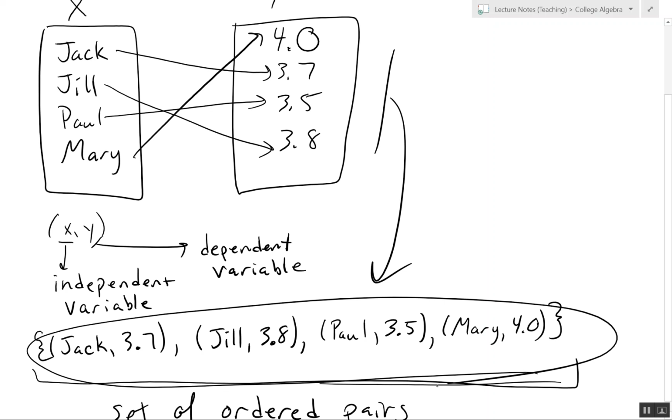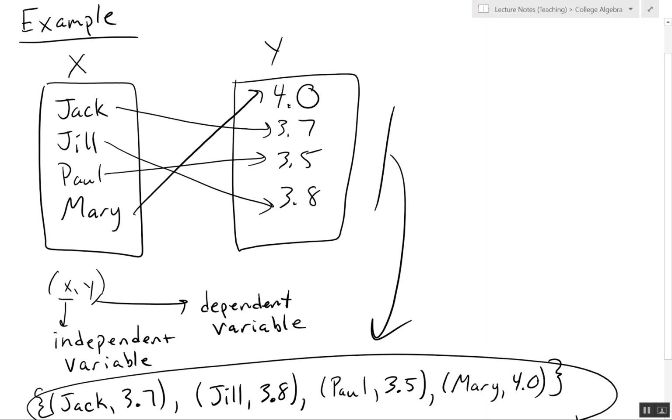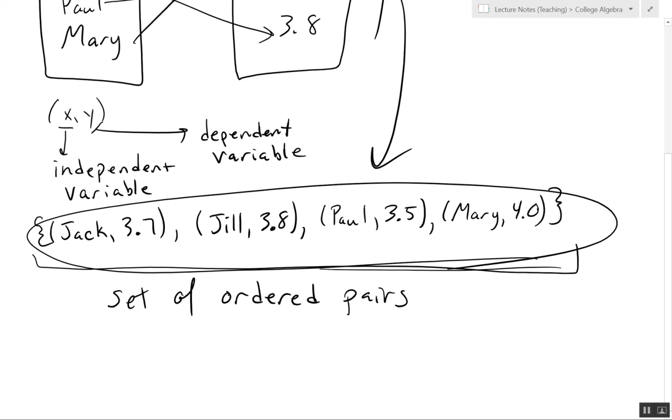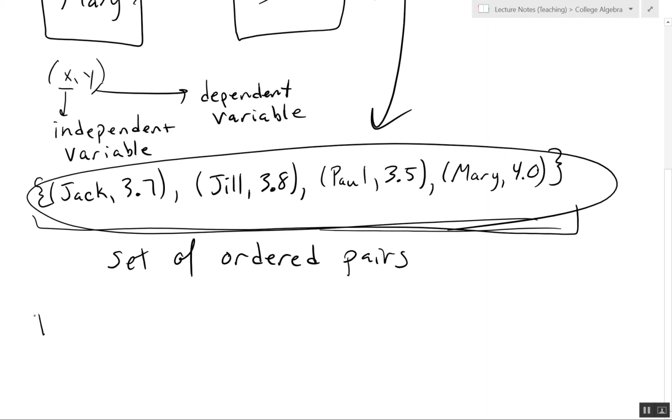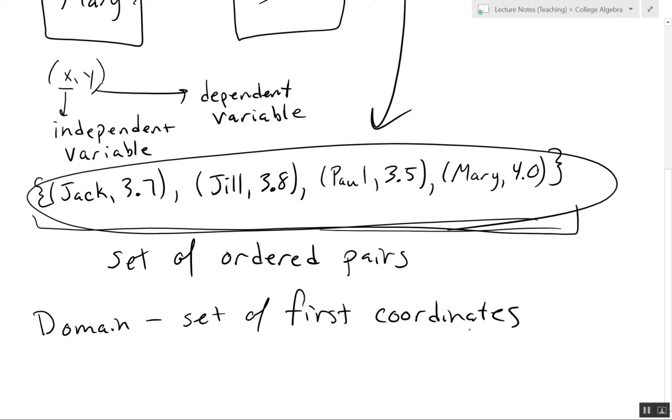Now, remember what we said last time. We said that the domain is just the set of objects in X that have an arrow coming out of it, and the range is the set of objects in Y that have an arrow pointing to it. So notice what happens here: the domain then becomes the set of first coordinates, and then the range is the set of second coordinates.